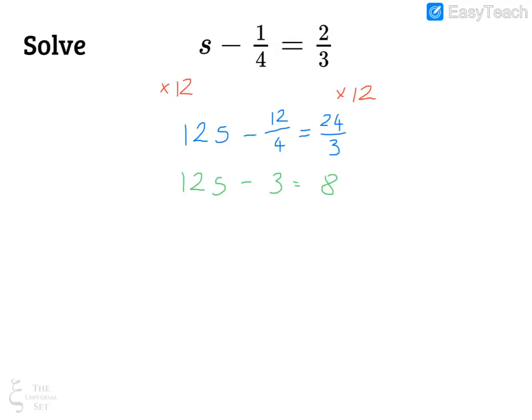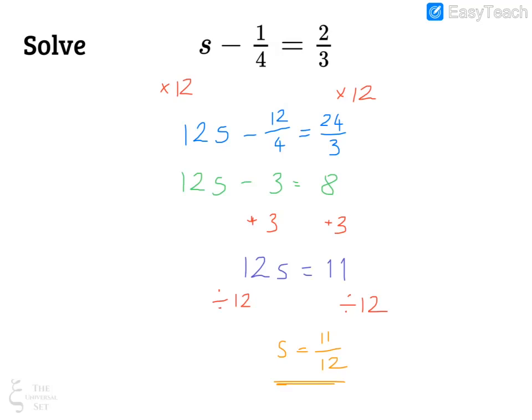Next step, we're going to have to add on 3. So I add 3 to get rid of this minus 3. I'm going to add 3 to this side as well. Okay, and now we're going to get 12s equals 8 plus 3 is 11. And final step, I don't want 12 s's, I want to have 1s, so we're going to have to divide by 12. Divide by 12, and that's going to give me that my answer is s equals 11 twelfths. There we go.